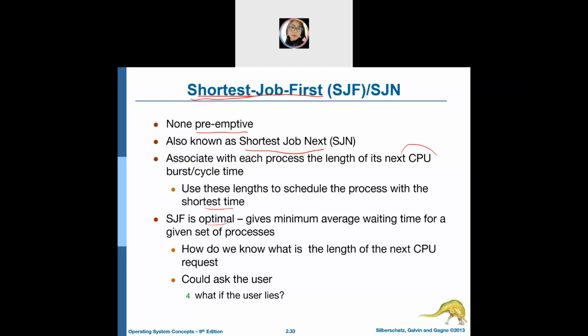SJF is optimal, which means it is going to give you the minimum average waiting time. Compared to first come first serve, SJF is guaranteed to give you the minimum. For FCFS, it doesn't guarantee that, because sometimes you have a huge average waiting time, since you consider which one comes first. But this algorithm is going to guarantee the minimum average waiting time for a given set of processes. So these are the questions that might compare against your SJF algorithm.